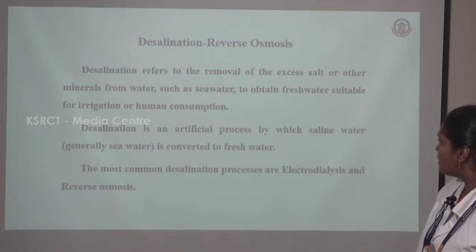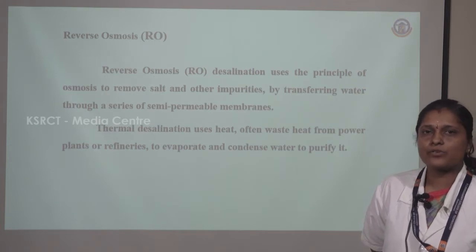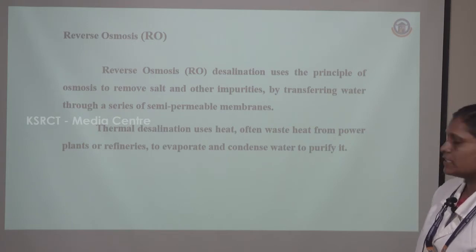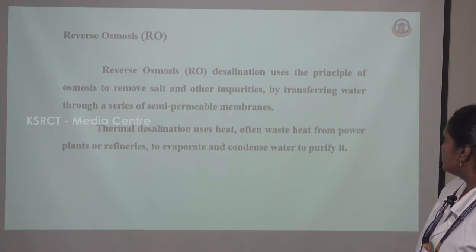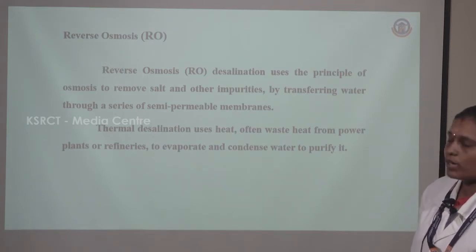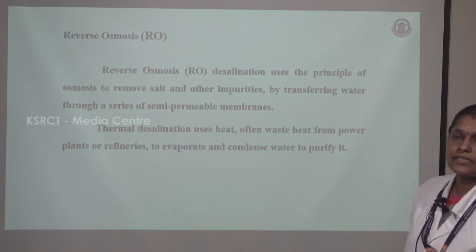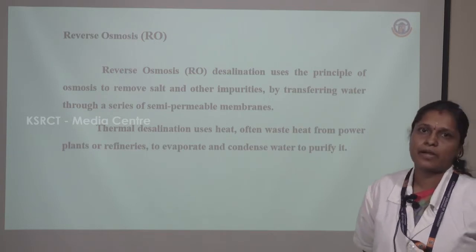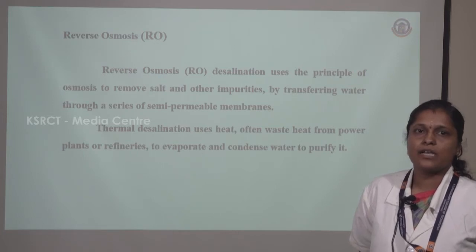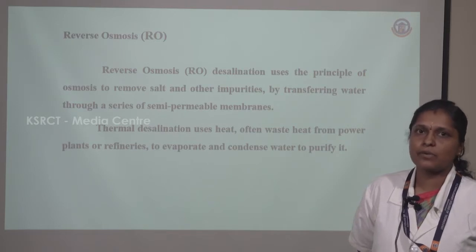The most common desalination processes are electrodialysis and reverse osmosis. Here I am going to explain reverse osmosis. So what is RO? Reverse osmosis is a desalination process based on the principle of osmosis, which removes salt and other impurities by passing water through a series of semi-permeable membranes. We should know what a semi-permeable membrane is. Cellulose acetate, cellulose butyrate and polyamides are used as semi-permeable membranes.